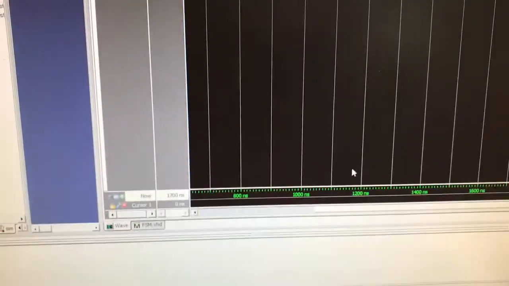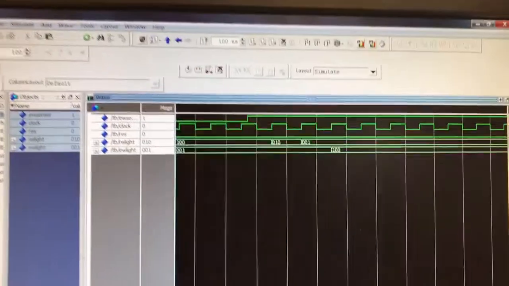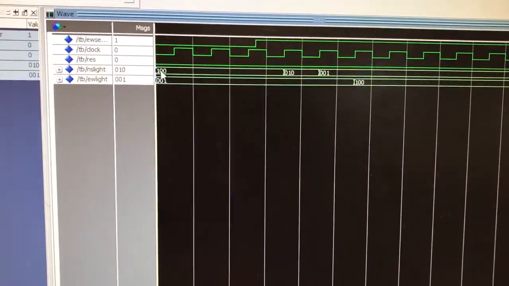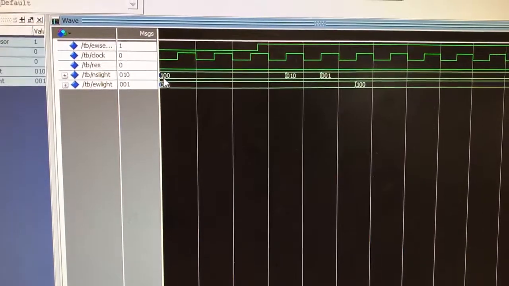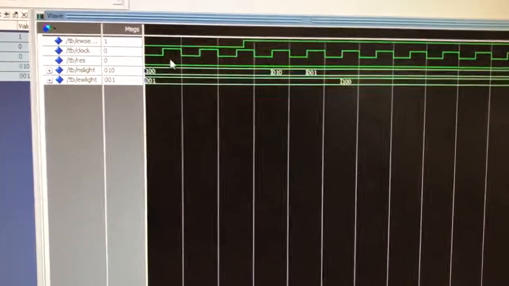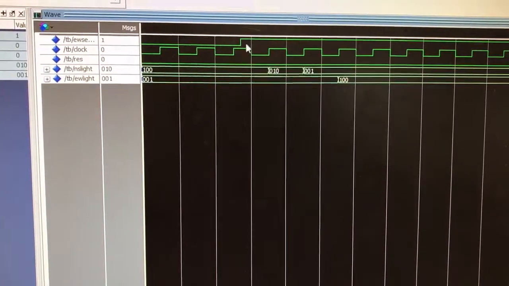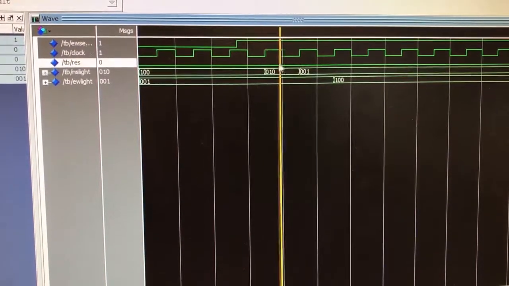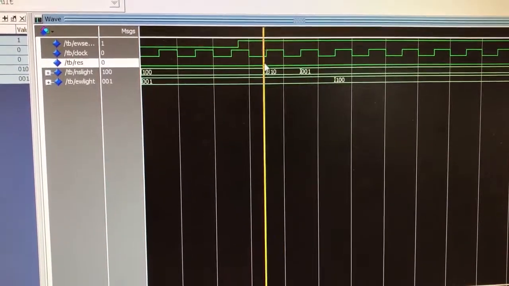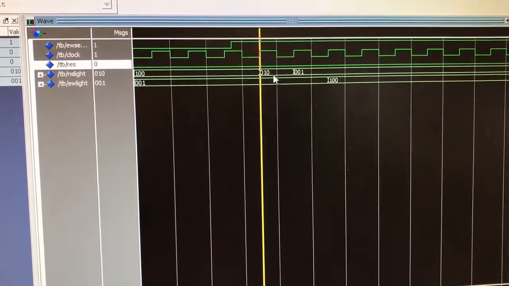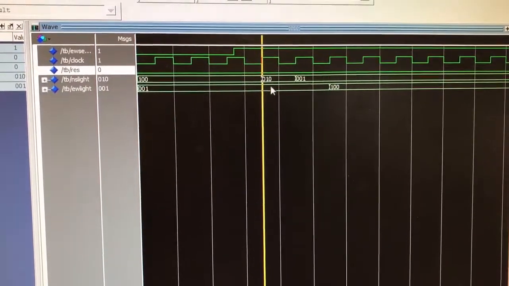Okay, now let's go back and see if we can identify what happened. Here we have the north-south light, and the north-south light is green while the east-west is 0. And that remains after several clock cycles until east-west turns 1. So if we go to the next clock cycle after east-west turns 1, which is right here, we see that north-south is then cycled to yellow while east-west is still red.